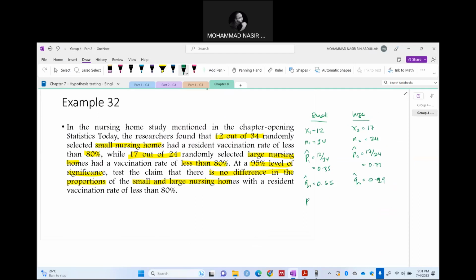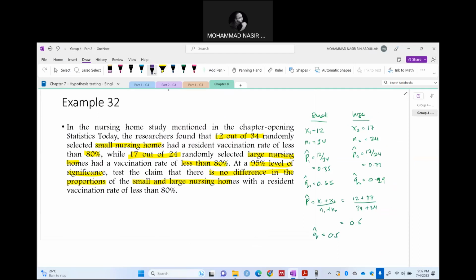And then p hat, the grand p, is x1 plus x2 divided by n1 plus n2. So this is 12 plus 17 divided by 34 plus 24. So this should be equal to 0.5. And q hat is also equal to 0.5. So we just collect the data first, right?